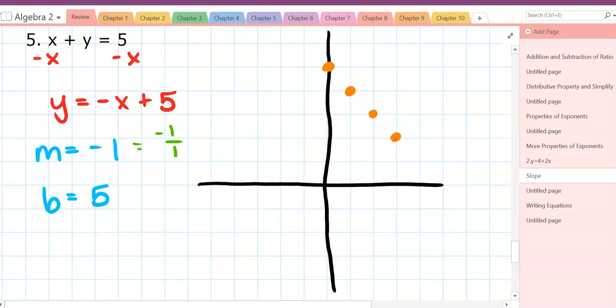Again, you can do that as many times as you feel like you need to get this line going. Did you guys look like mine? Good. Okay, last one in your packet.